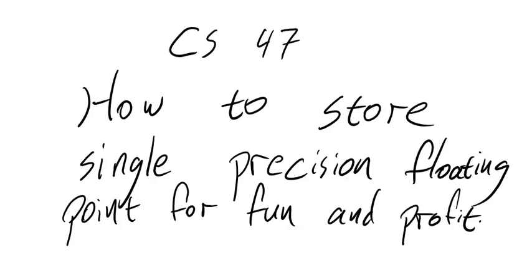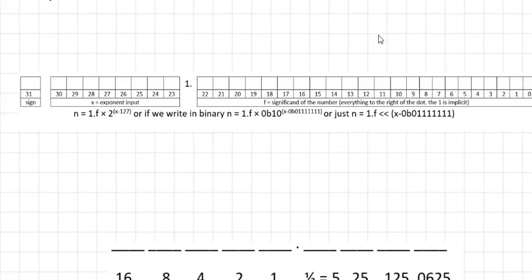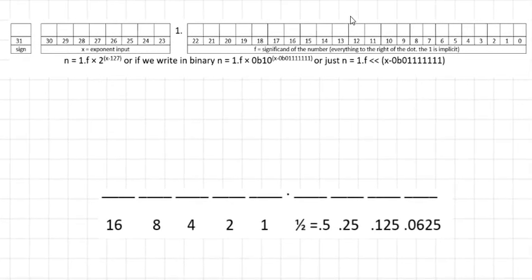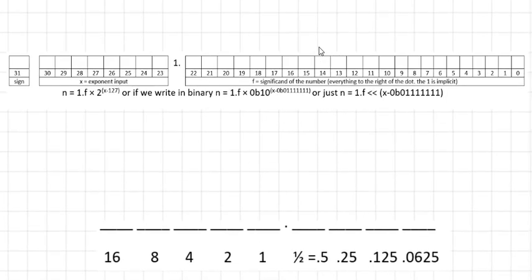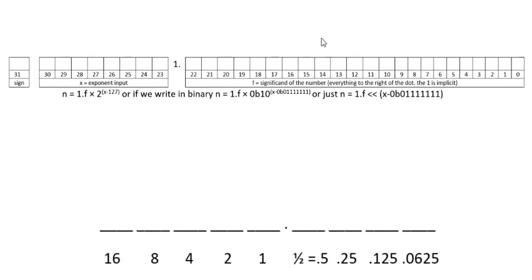This is a short video to review how to store single precision floating point numbers. So this is the layout of a single precision floating point number in memory. Now, the layout follows the general way we do scientific notation, but we're going to do it in binary. So just a quick review.